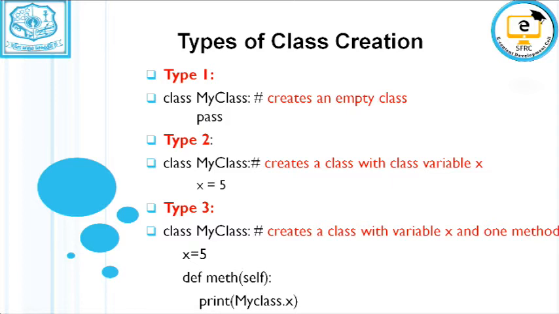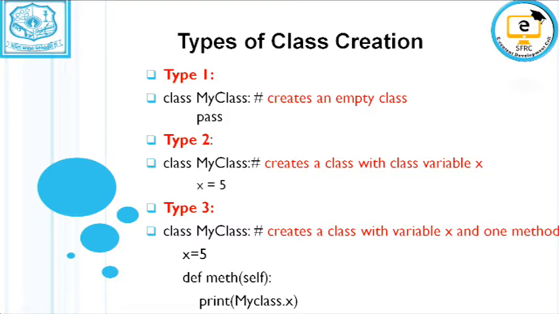Type 2: class followed by MyClass, and it includes a variable named x which has been assigned a value 5. x equals 5 indicates that it is a class variable, and the class variable can be directly accessed using either the class name or using objects.